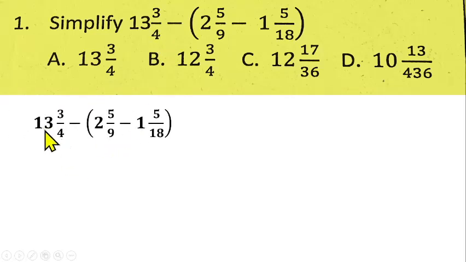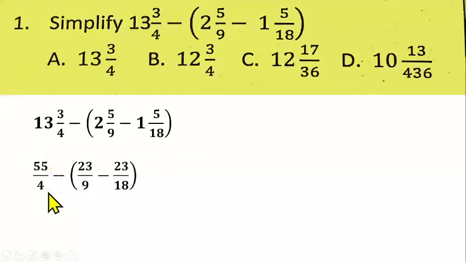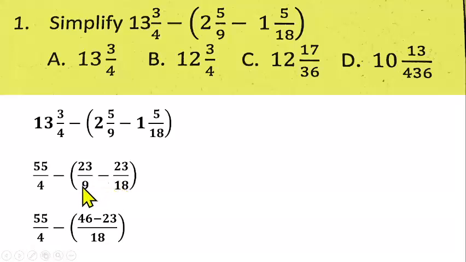So that will give us 4 times 13, then plus 3, and that gives us 55 over 4, minus 2 times 9 plus 5, that will give us 23 over 9 as well. Then 18 times 1 plus 5, that will give us 23 over 18. From there we simplify the bracket, or you can open the bracket by minus, or you can simplify the bracket first. If you simplify the bracket, that means you need to find the LCM of 9 and 18. So that will be 18.